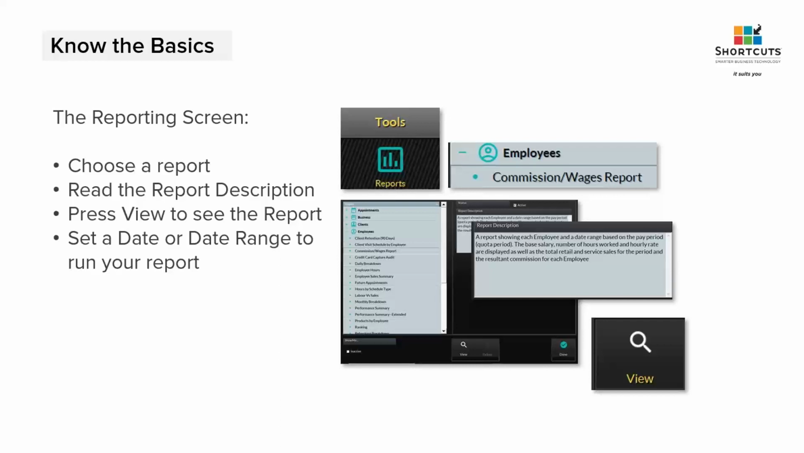Once you press View, by default, Shortcuts will want to run the report for the particular day that we're on. So for example, if I were to go to any report in Shortcuts today, press the View button, then Shortcuts is going to assume, okay, do you want to look at the reports for Tuesday? Or I can set a particular date, so I can go to any point from the very first day I installed Shortcuts, or set a date range. So maybe I want to look at last month, or last quarter, even last year, and then press View. So everybody should be familiar with that.